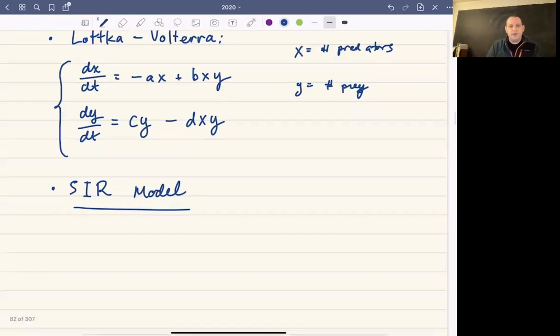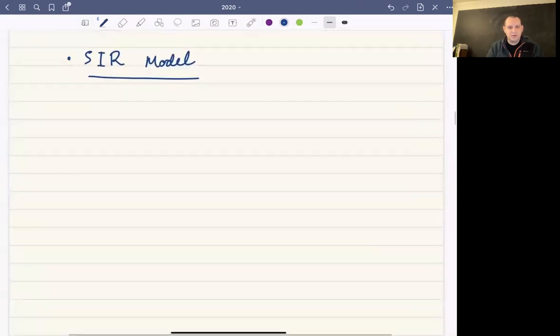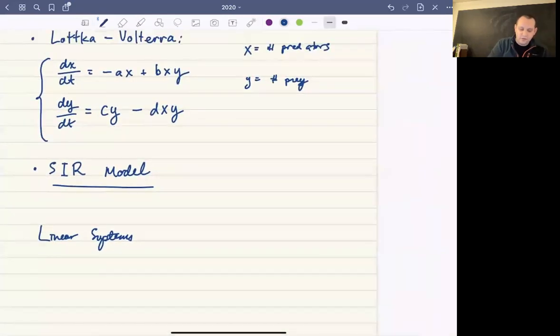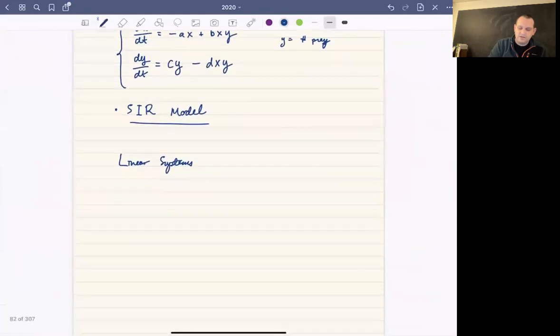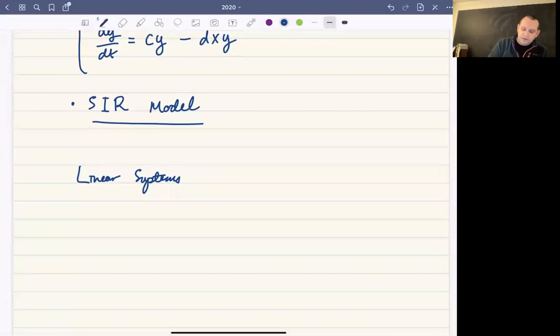What I want to do, and what we're going to do in this chapter, is we're going to solve linear systems. Okay, so we're going to look at linear systems. Linear systems are where you have, say, 2 or maybe even 3 equations. There's no reason why you have to limit yourself to 2. So the SIR model already has 3 populations in it. But we're going to look at linear systems.